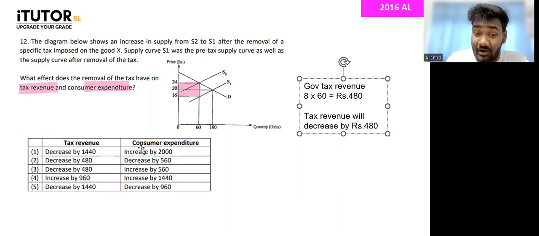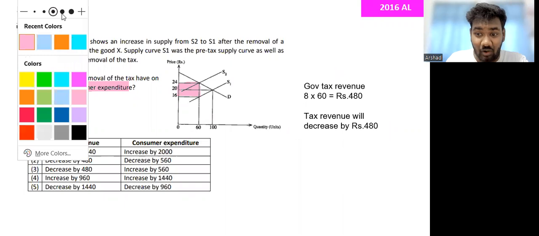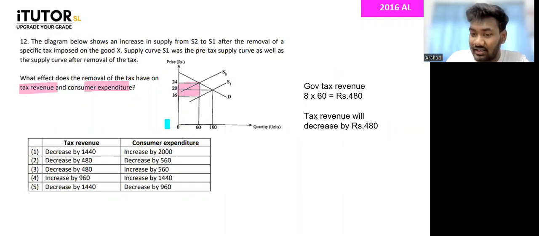Then what can you tell about consumer expenditure? Let's analyze the diagram. Always look at equilibrium price and quantity. So earlier the consumer was paying 24 rupees and bought 60 units. So can you tell me the consumer expenditure when there was a tax? With the tax, how much is the consumer expenditure?